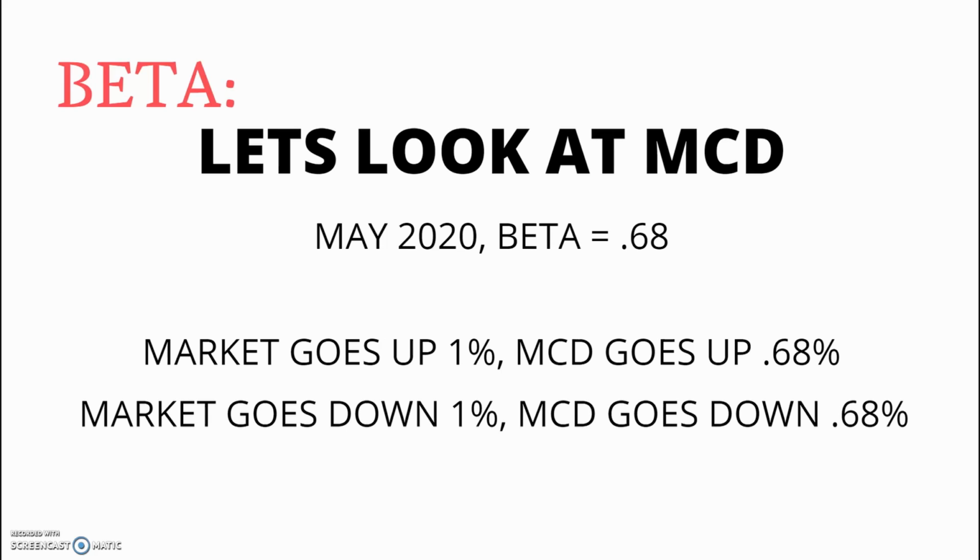In theory, this means if the market goes up by 1%, then you would expect McDonald's to go up by 0.68%, and the inverse is also true. If the market goes down by 1%, you would expect McDonald's to go down by 0.68%.